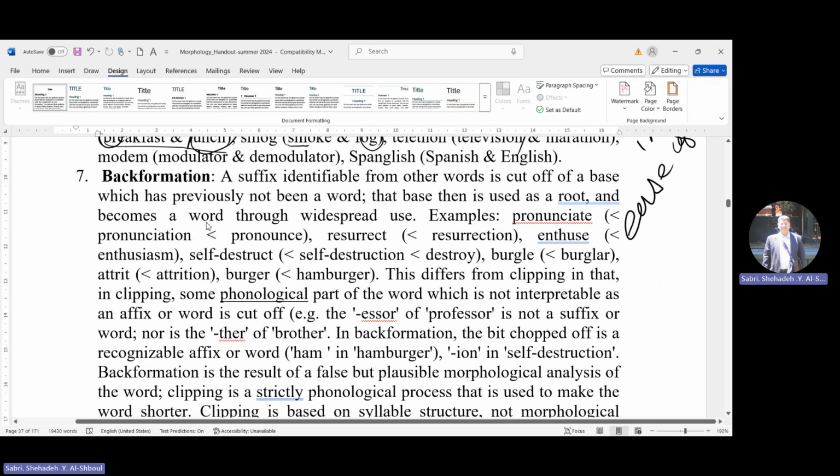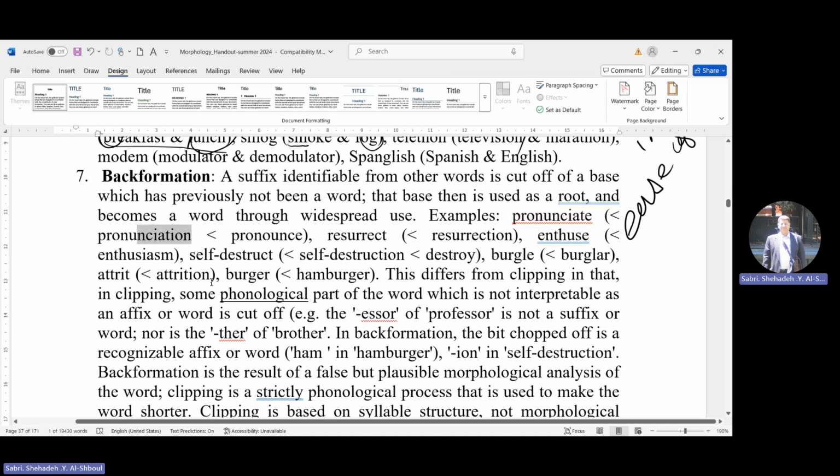Back formation, dear students, is a very interesting phenomenon in the history of languages. In back formation, we have a suffix that is identifiable from other words, and it is cut off of a base which has previously not been a word. This base is then used as a root and becomes a word through widespread use. For example, we have pronunciate, which comes from pronunciation.